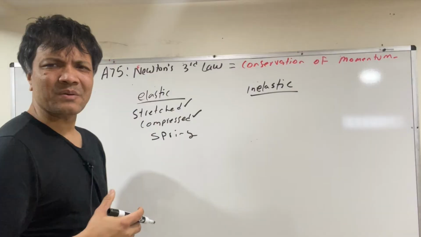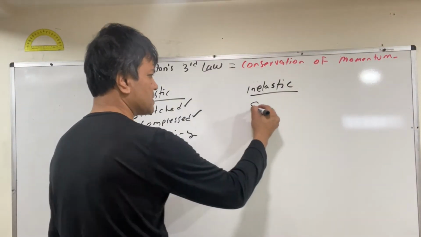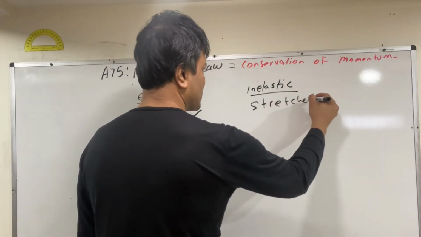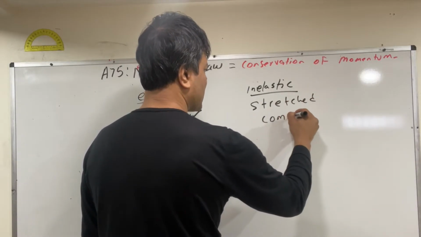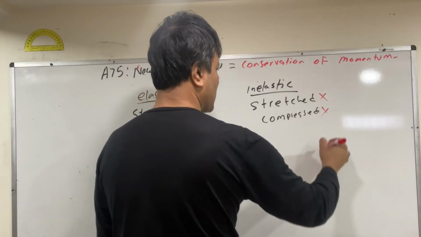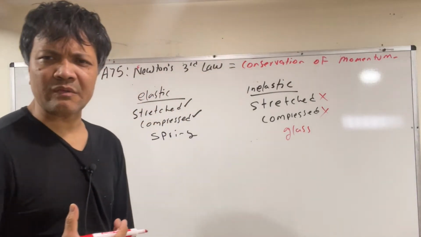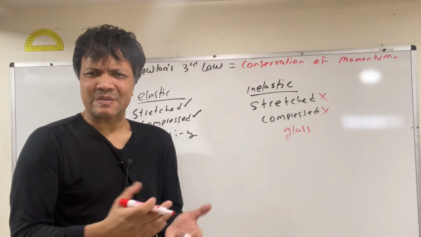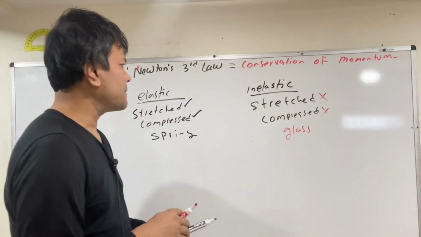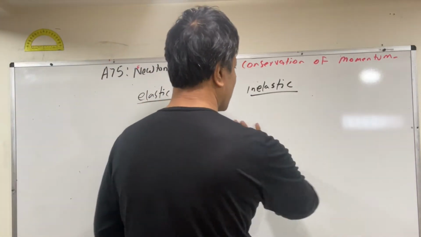In inelastic, you cannot stretch or compress it. Well, no, you cannot stretch it, you cannot compress it. For example, glass. Glass is a good example of an object that is not so elastic. Okay, so you get it. Now we're going to try to find other differences between elastic and inelastic.